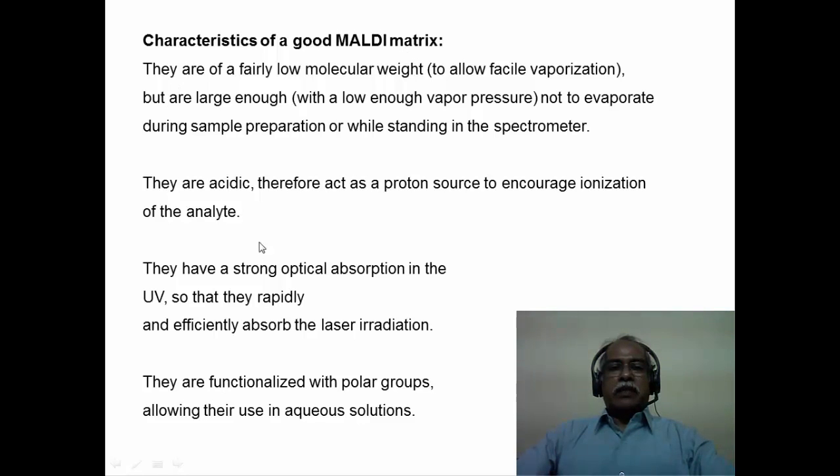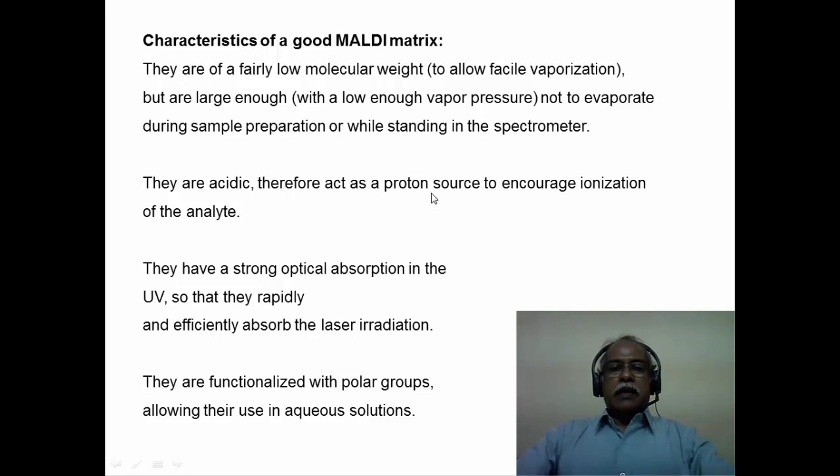The characteristic features of a good MALDI matrix are given in this particular slide. They are fairly low molecular weight compounds, so that it allows facile vaporization upon impingement with laser light, but they are large enough not to have a very large vapor pressure, so that they don't evaporate during the sample preparation or while standing in the spectrometer. This is extremely important. They should be low molecular weight so that they don't interfere with the mass analysis of other compounds. At the same time, they should not have extremely low vapor pressure, they should be sufficiently large not to evaporate at room temperature and so on.